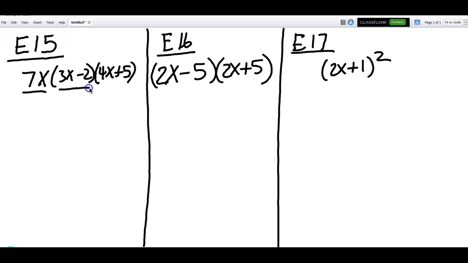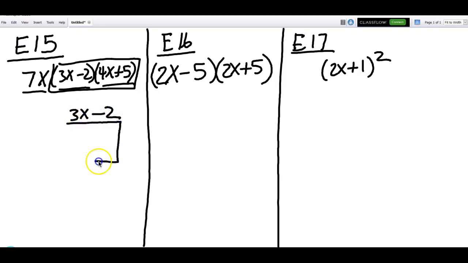The issue with number 15 is that it's got 3 parts to it. But basically, I'm going to start off with this, okay? And that's a box method thing, or a FOIL, however you want to do it. So 3x minus 2 is going to be multiplied with 4x plus 5. And just go ahead and fill in your box like you normally would, right?